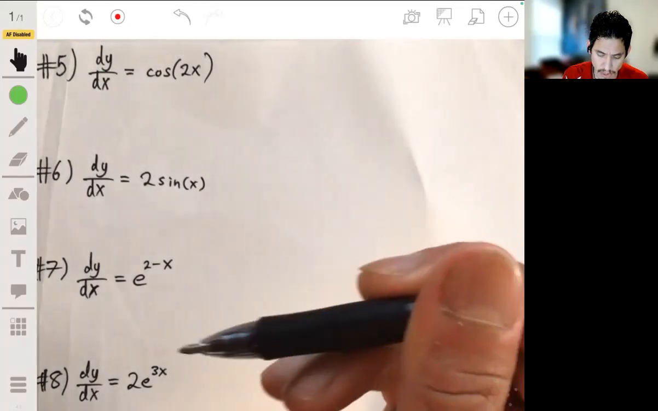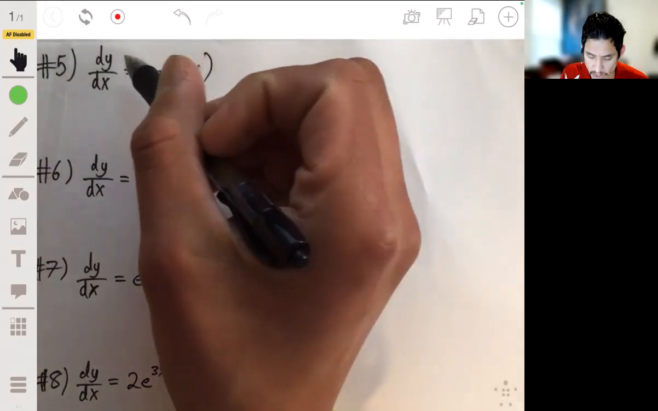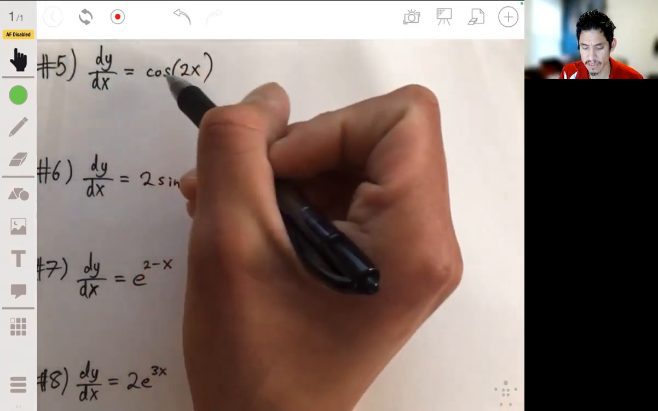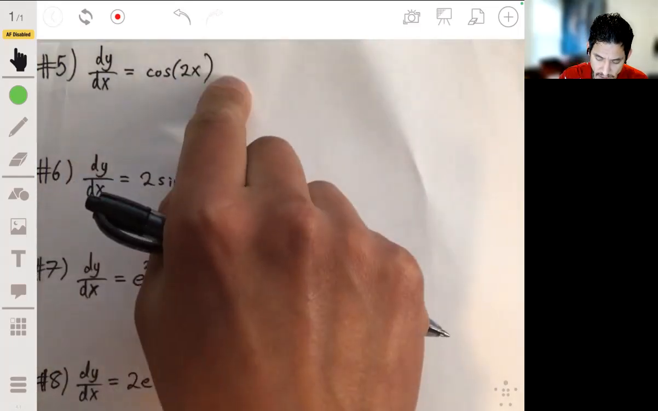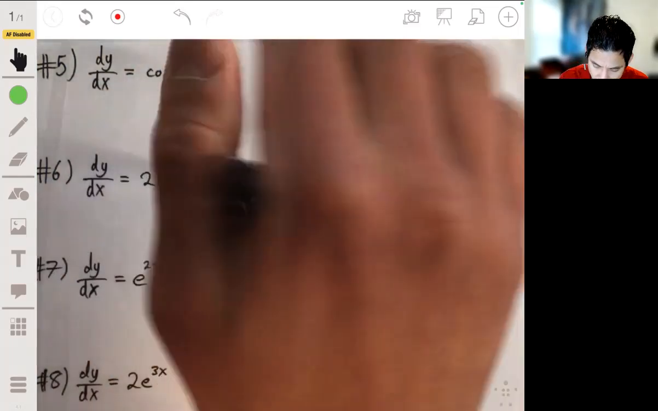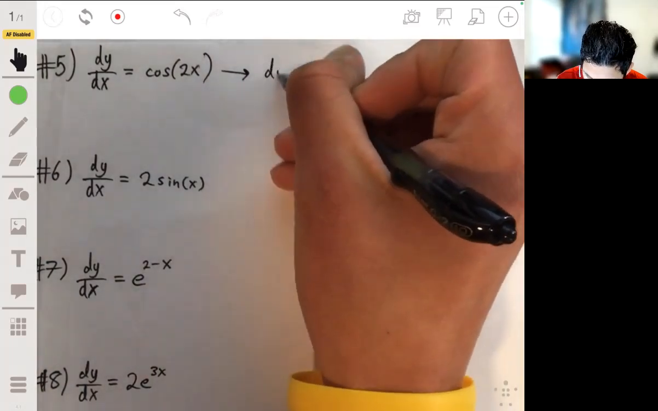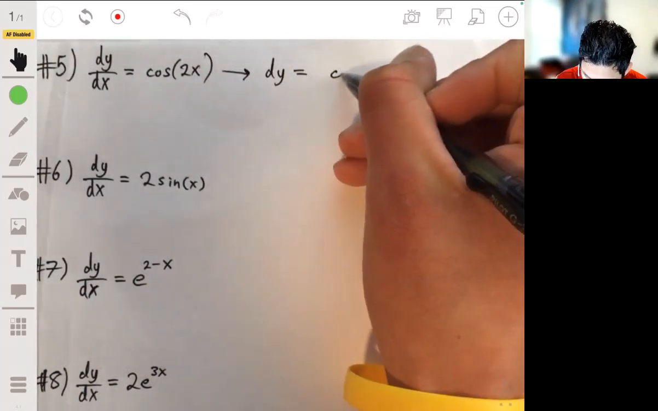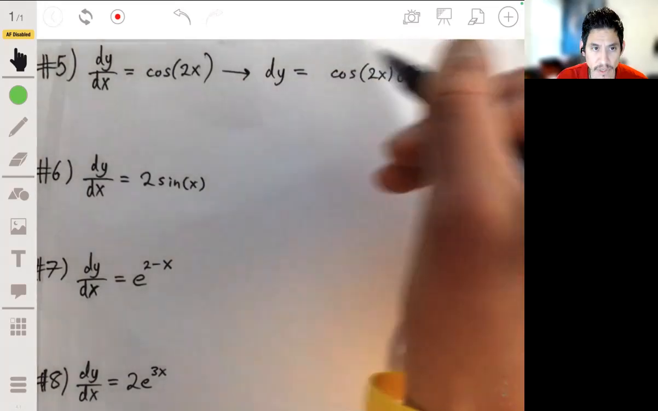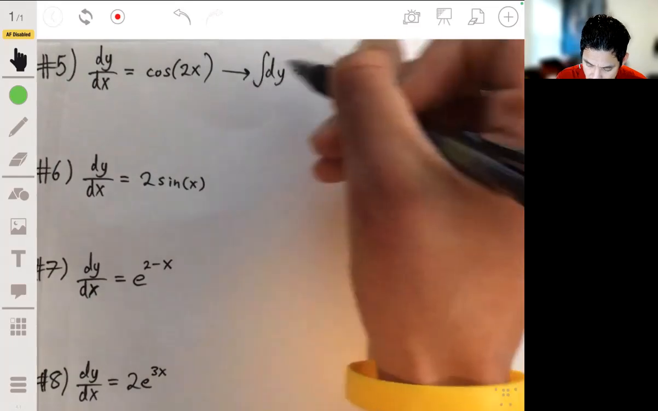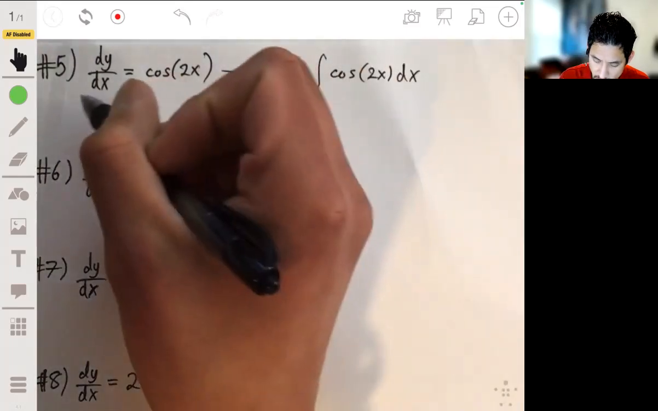All right, so to solve the differential equation dy/dx is equal to the cosine of 2x, you're going to separate the x's onto the right. So we're going to multiply the right side by dx, and we'll get dy is equal to the cosine of 2x dx. Then we can go ahead and integrate each side. So let's throw that integral symbol in there.